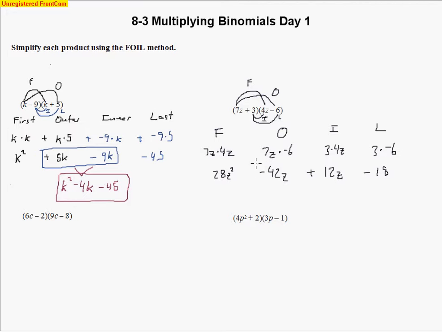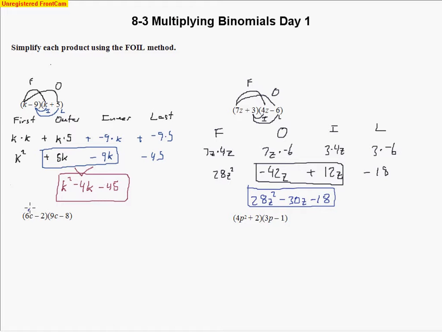So I can go ahead and collect these outside and inside terms because they have the same variable raised to the same power. So I still have that 28z squared. Nothing changed with that. These two terms subtract to make a negative 30z. And then over here I just bring down the minus 18. And that's the answer I get. So that's the product. Let's take a look at this next one.